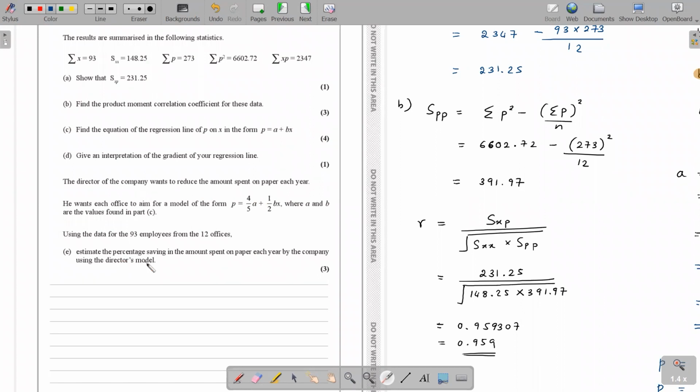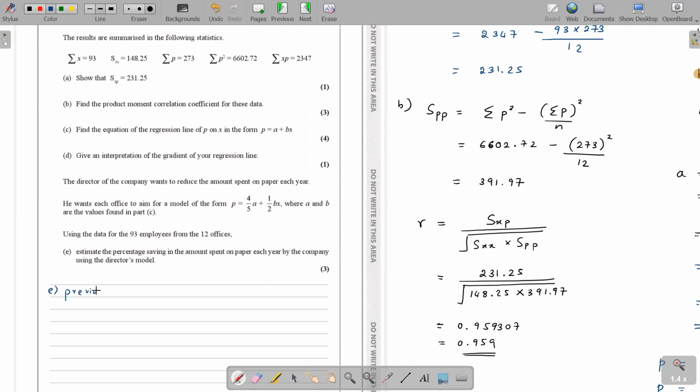Now obviously, what purpose is this model given for? The director is giving this model for the purpose of saving the cost that you're spending on paper. So that's why this model is introduced. They are asking, comparing this model with the previous model, how much are we actually saving? That's what they are asking. Estimate the percentage saving. So first of all, let's see how much we spent on paper in the previous model.